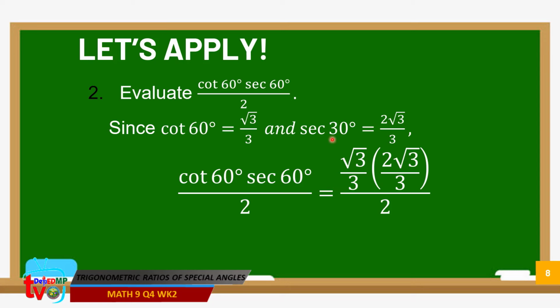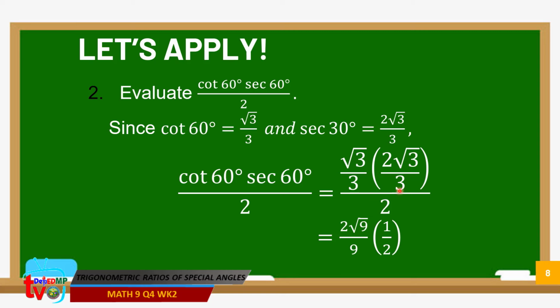Next, secant 60 degrees is this one, so let us substitute the value by 2 square root of 3 over 3. They are multiplied together, since cotangent 60 degrees and secant 60 degrees are placed beside each other. And then copy the denominator 2. Now to simplify this, let us multiply the numerators. So we have square root of 3 times square root of 3 is square root of 9. And then the 2 here is placed there.